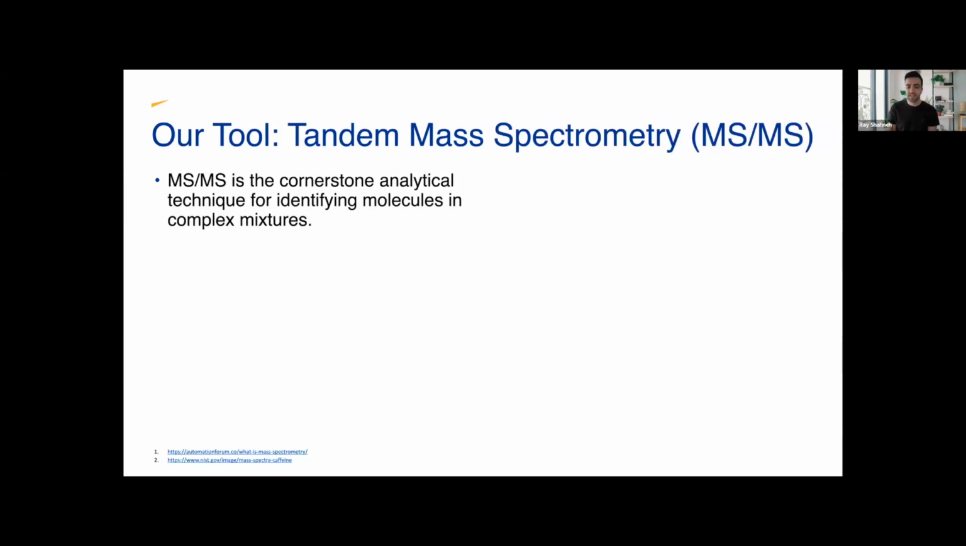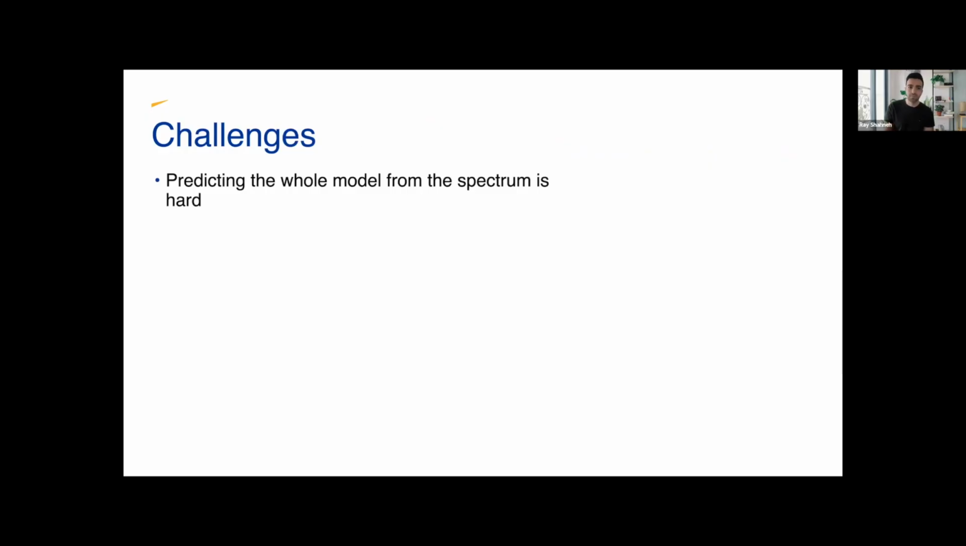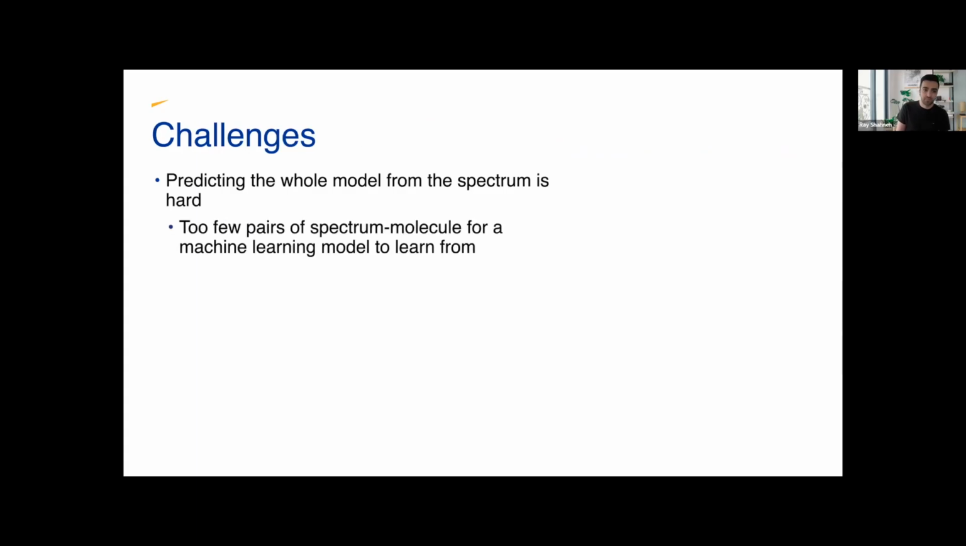So the tool that we use is tandem mass spectrometry. It is fast, it's sensitive, and it's highly reproducible. So the first and main challenge that we're trying to solve is that predicting the whole molecule from the spectrum is not easy. The spectrum is lossy. It doesn't always gather all the information that we need to go back from the spectrum to the molecule. Two relatively different molecules could potentially provide the same spectrum. So it is a bit lossy.